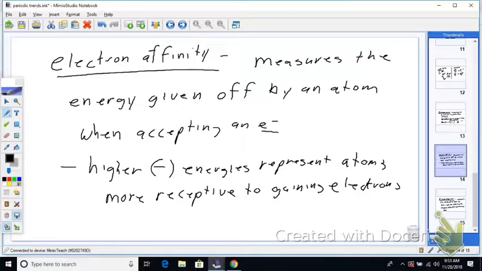Maybe one atom's really excited about getting the electron and they go crazy, and they give off a lot of energy. Kind of like you guys at Christmas time.